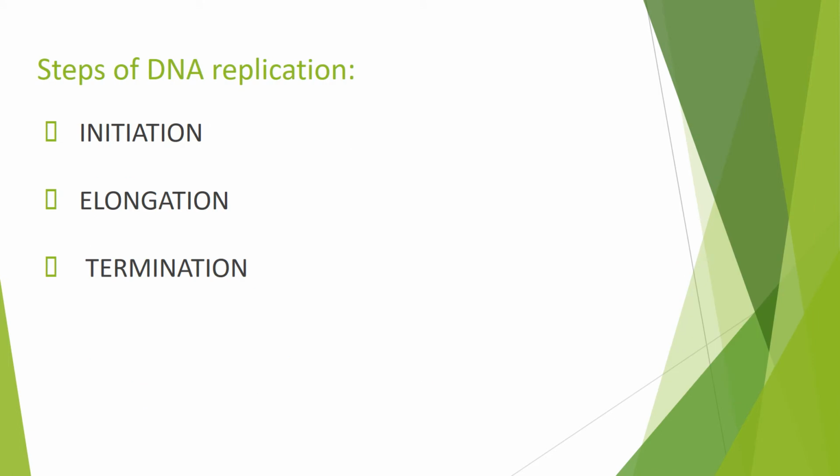There are 3 steps involved in replicating DNA. DNA replication begins with initiation, then enters the elongation phase, and the final step is termination.